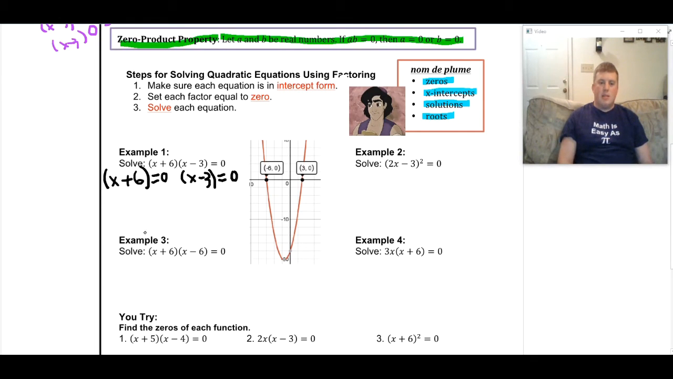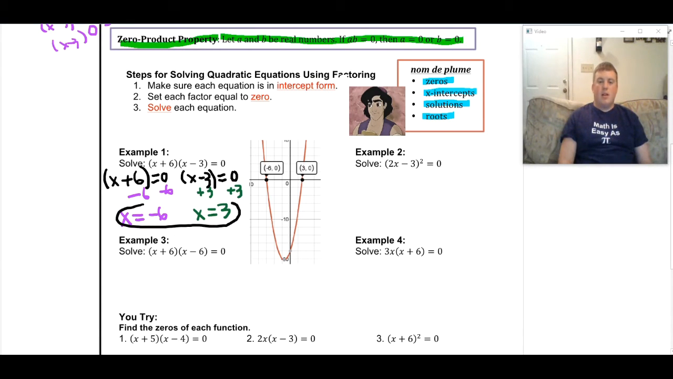So to get x by itself in our first example, in x plus 6 equals 0, we would have to subtract 6 from both sides, and we would get x equals negative 6. We would do the same thing with our other one. We would take the minus 3, and to get rid of that, we would have to add 3 to both sides. So we would get x equals 3. And that is our two possible solutions.